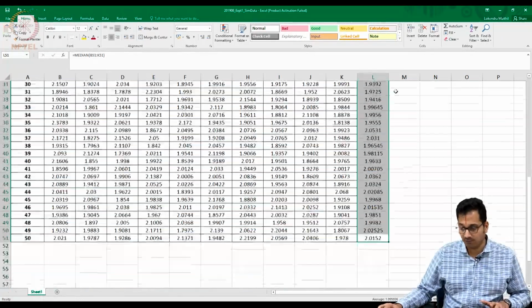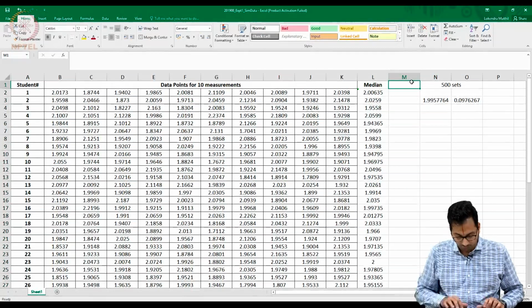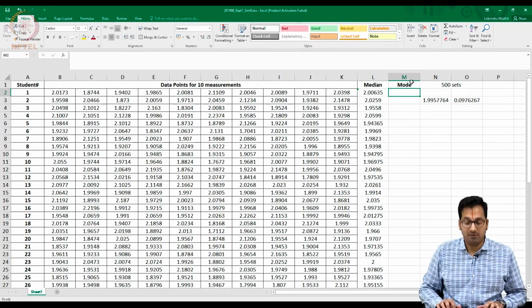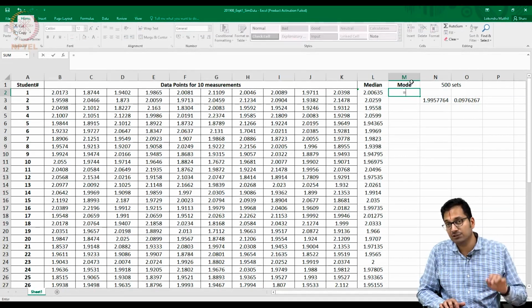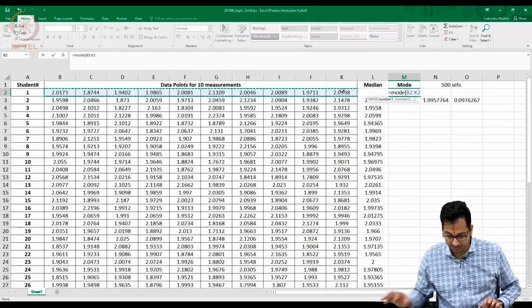So, now let us ask what is the mode. Mode once again is which number gets repeated the most within that given distribution. We are once again using the function that exists in the spreadsheet.